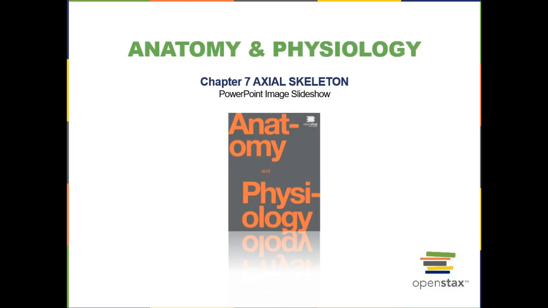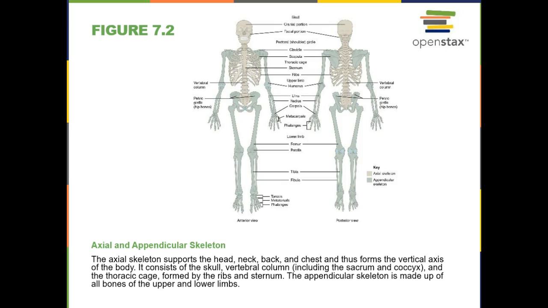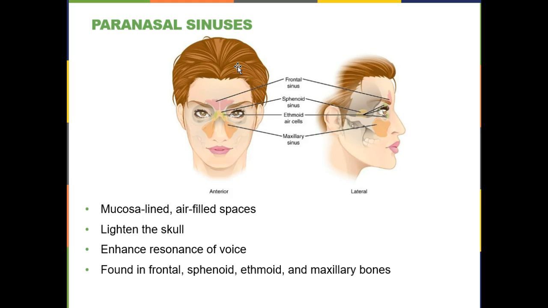Hi, this is going to be a short screencast on the bits of the axial skeleton that we didn't get to cover in lab. Just to review, all of this stuff here, whatever that gray, non-green color is, that's all axial skeleton. So skull, vertebral column, sacrum, coccyx, rib cage, and sternum.